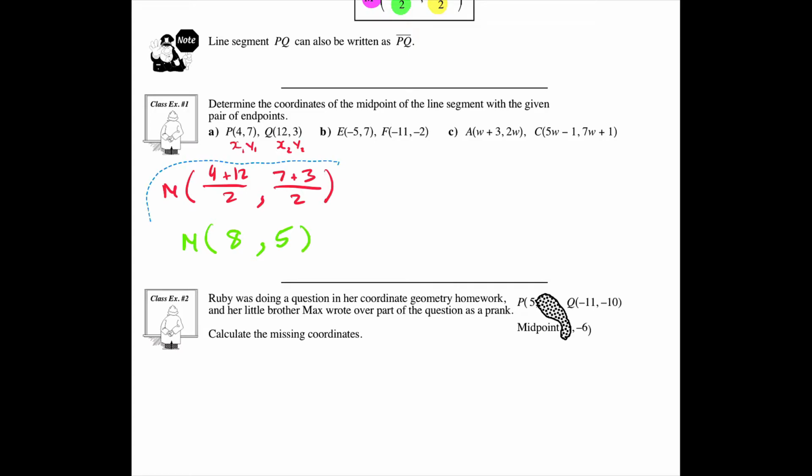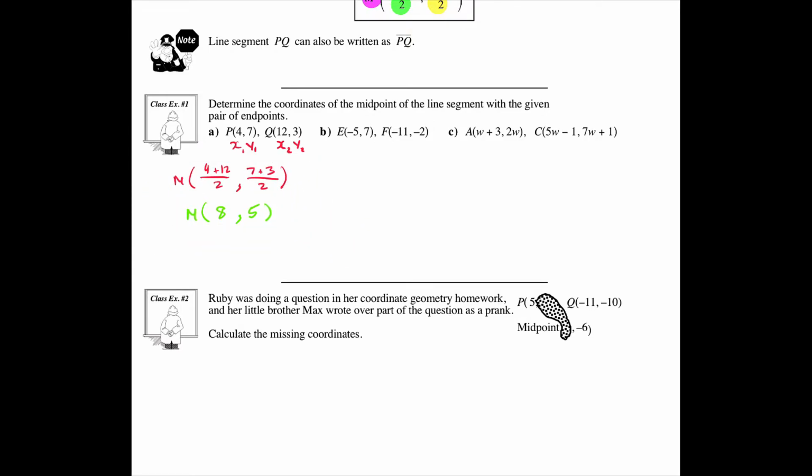Okay, now what about the second example, B? Well, it's exactly the same. Basically, all they're doing is adding in negative values. Makes it a little bit more complicated, but at this point, adding and subtracting positive and negative integers shouldn't be a problem for you. So we're just going to label this again as x1, y1, x2, y2, and we're going to apply that to our formula right here. And we're going to get x1, which is negative 5, plus x2, which is plus negative 11. y1 is going to be 7, plus negative 2 for y2.